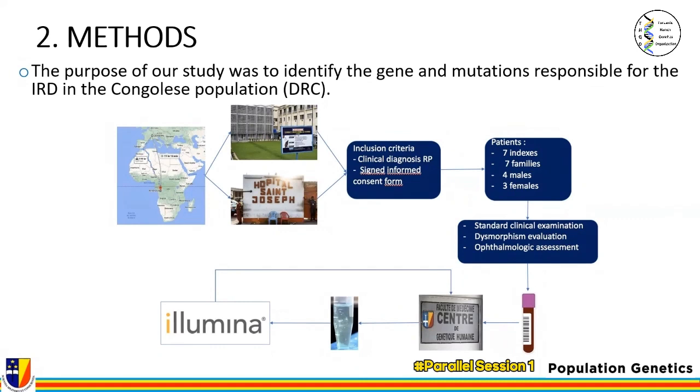Each patient underwent a standard clinical examination with a dysmorphism evaluation and a complex ophthalmologic assessment. A venous blood sample was taken from all the patients. The DNA samples were extracted at the Center for Human Genetics of the University of Kinshasa. Then the samples were sent to the USA, where clinical whole genome sequencing was performed in the Clinical Services Laboratory of Illumina through the Illumina iHope program.